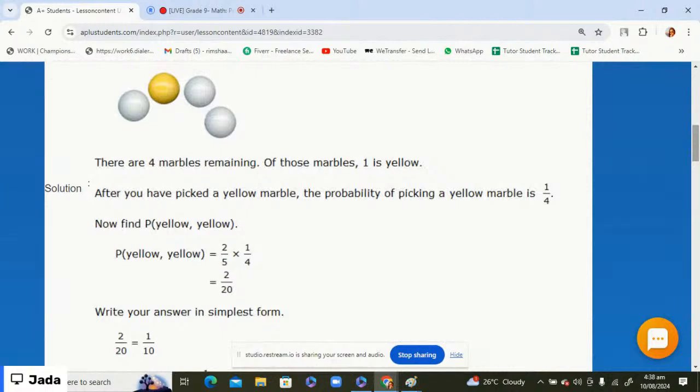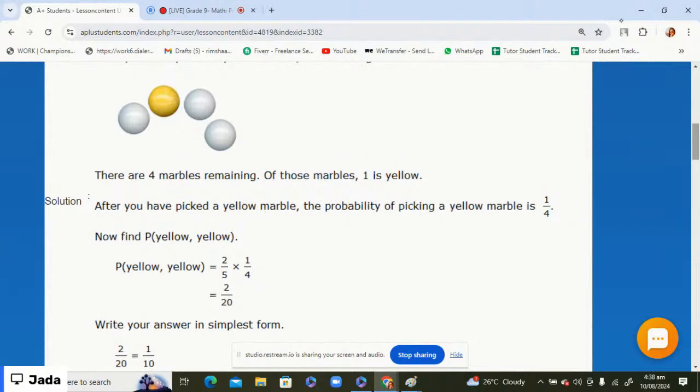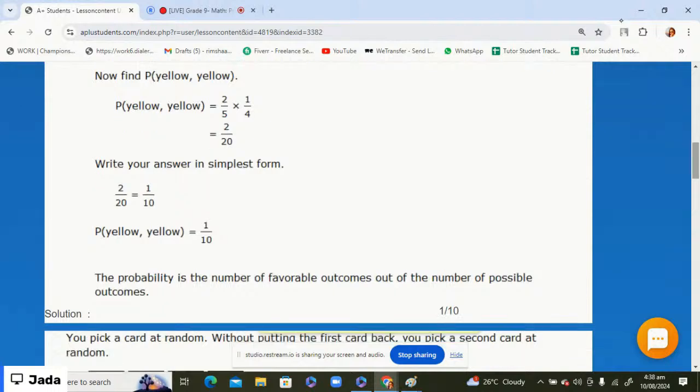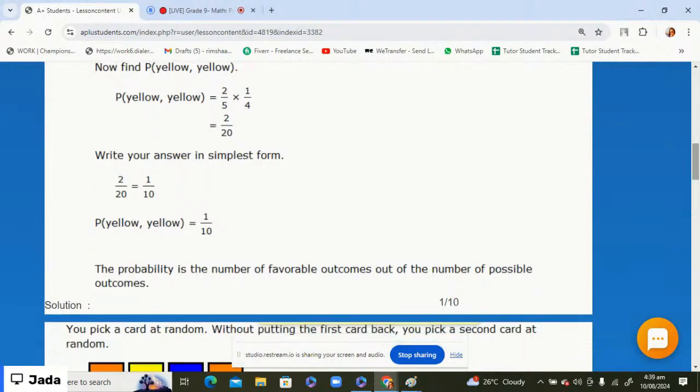Multiply numerators with each other and denominators with each other. So 2 times 1 is 2 and 5 times 4 is 20. 2 over 20, and simplifying it, divide by 2: it's 1 by 10. That is the probability.